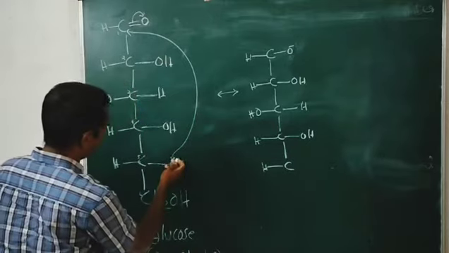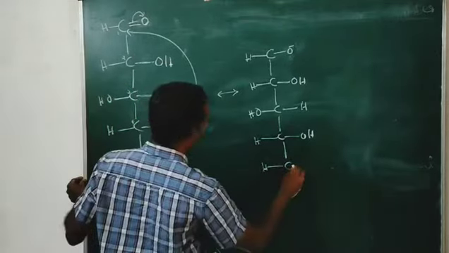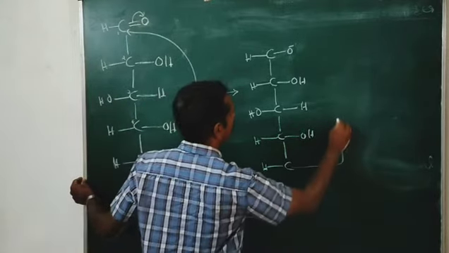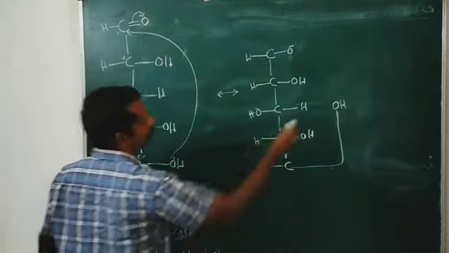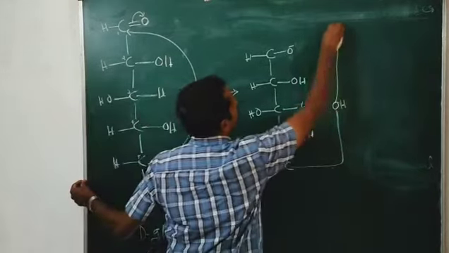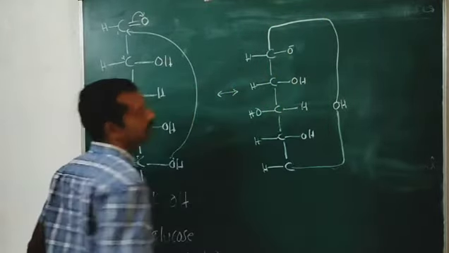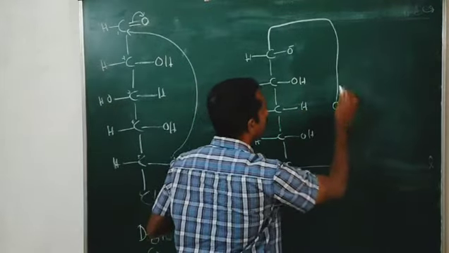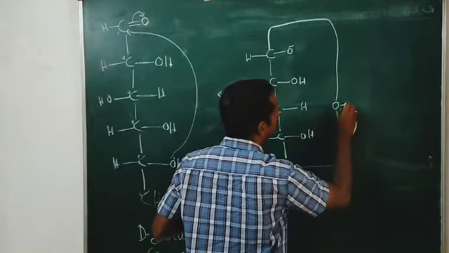Since this lone pair of electrons is attacking this carbon, I can write this as OH, and this pair of electrons is attacking this carbon, and it will be like this, and then this is shifting to here. Since this pair of electrons is attacking that carbon, this oxygen is getting an H and can be written as OH.